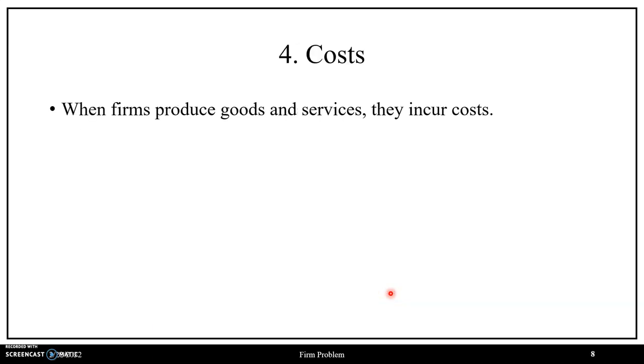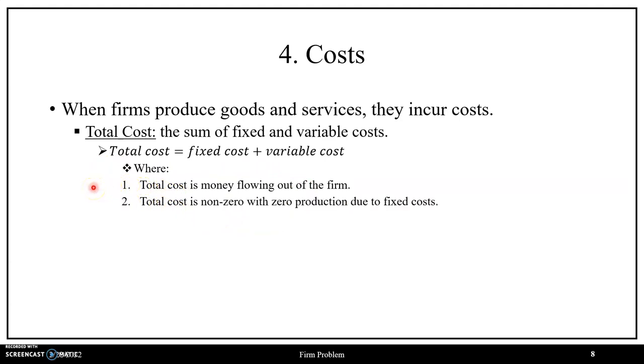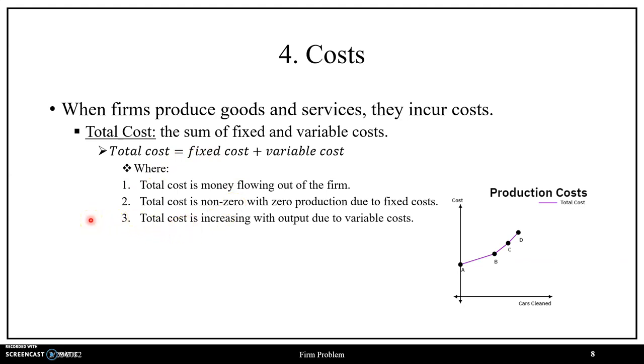Now, with respect to production, we know that factors of production are used in which firms will incur costs based off of the usage of these factors of production, where all the costs they incur will be reflected through total costs, that is, the sum of fixed and variable costs, where mathematically we have that representation, the sum of fixed and variable costs, where we know that total cost is going to be money flowing out of the firm, and that total cost will be non-zero when production is zero due to fixed costs, and that total cost will be increasing with output due to variable costs, where we have our graphical representation on the right, cost on the vertical, cars cleaned in terms of output on the horizontal.